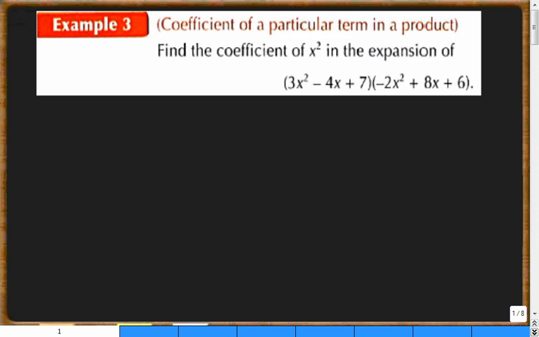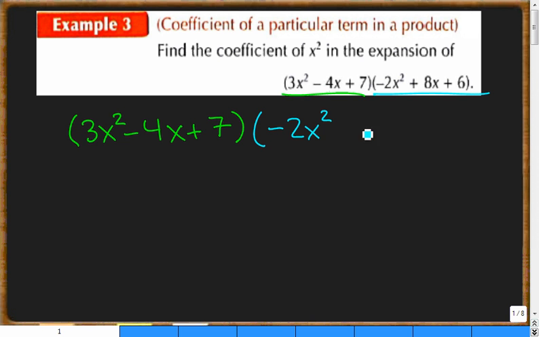Okay, so example 3 asks us to find the coefficient of x squared in the expansion of 3x squared minus 4x plus 7 times negative 2x squared plus 8x plus 6. So we've got our two different polynomials. We've got 3x squared minus 4x plus 7, and our second polynomial, which is negative 2x squared plus 8x plus 6.